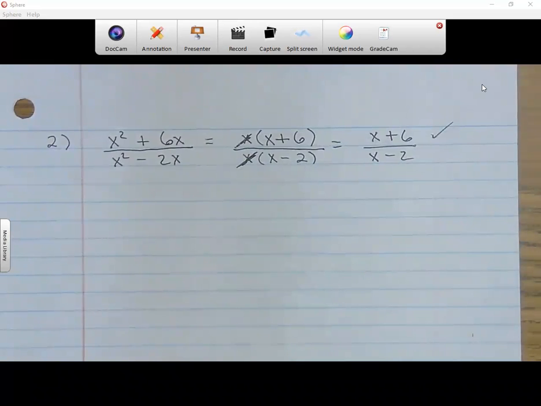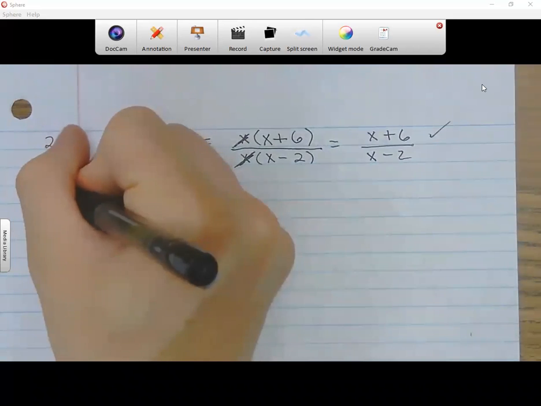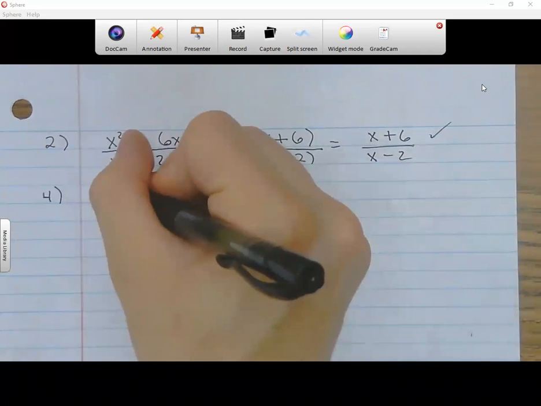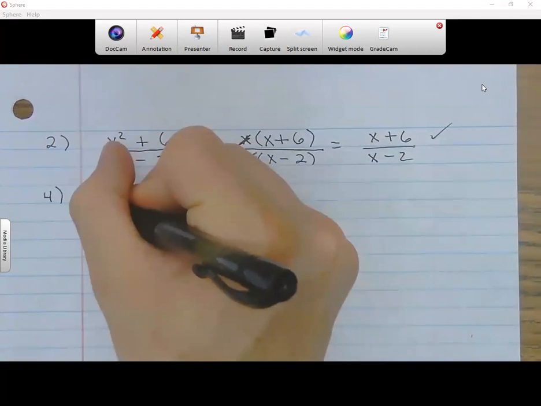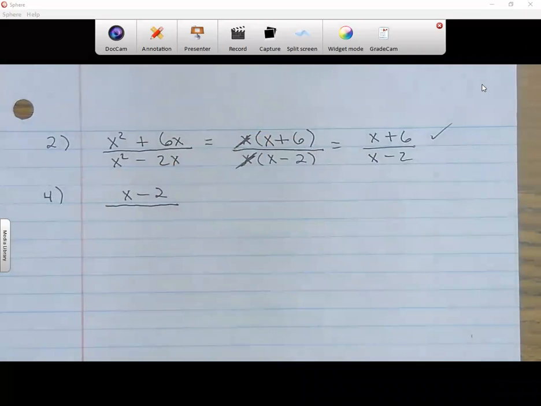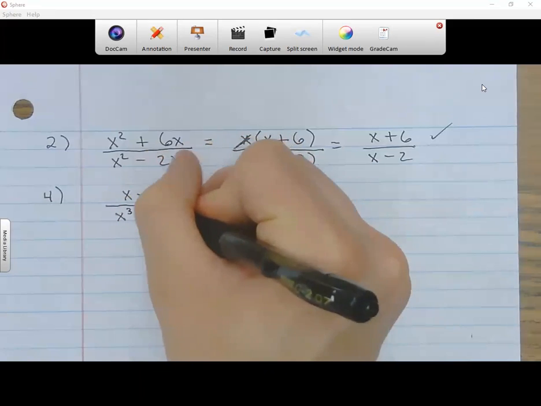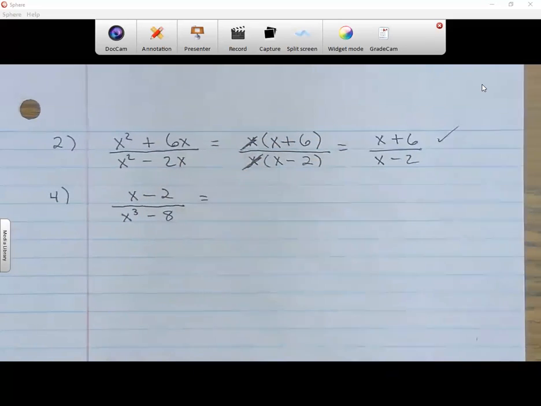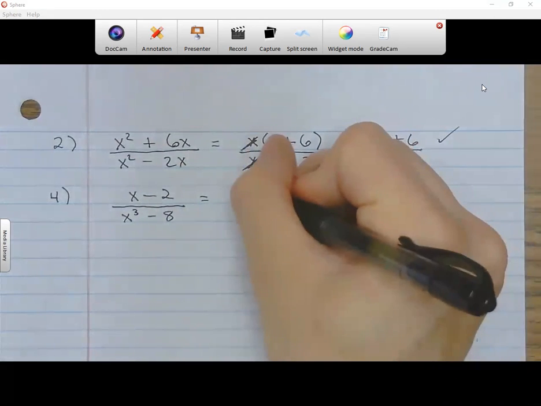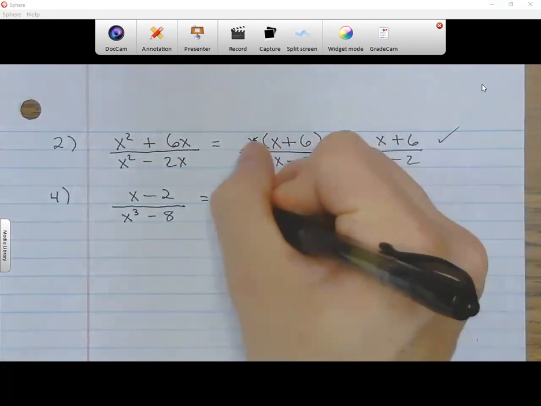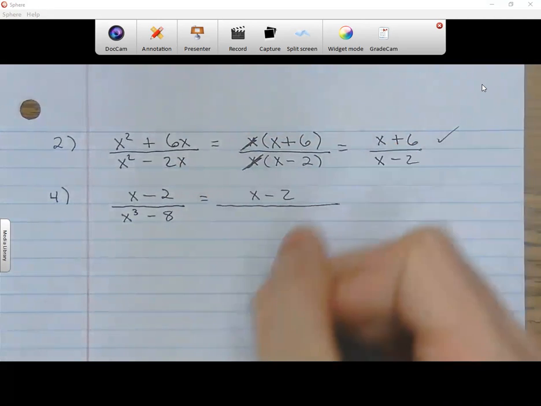Let's do number 4. So we're skipping around. Number 4. Let's see, I got x minus 2 on top. And then on the bottom, I have x cubed minus 8. All right, so on the top, that x minus 2, I can't do anything with that, so I got to leave it the same. How about the bottom?